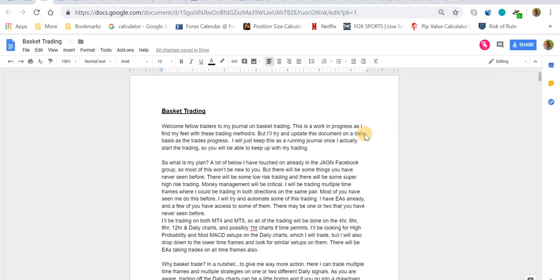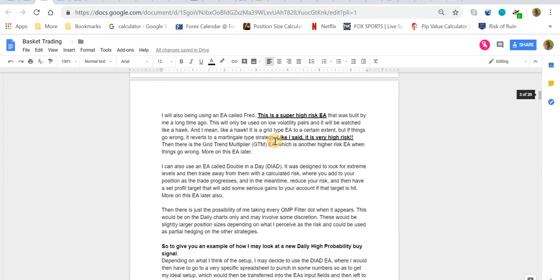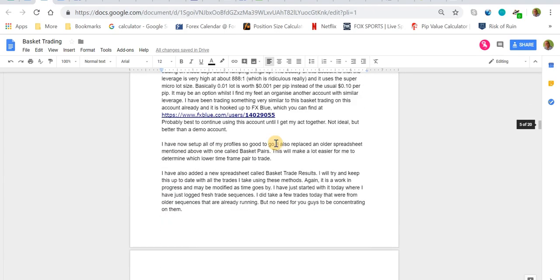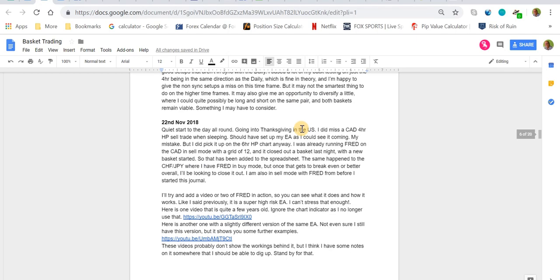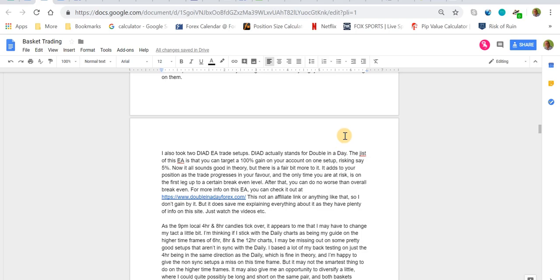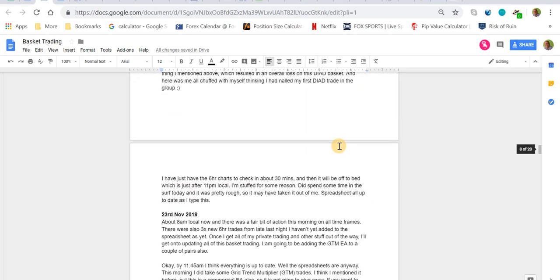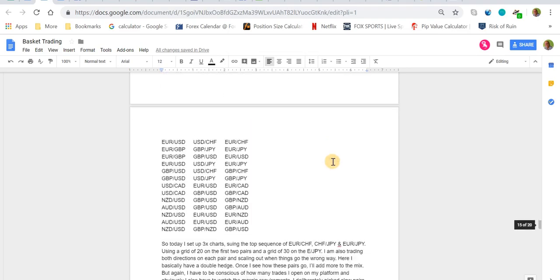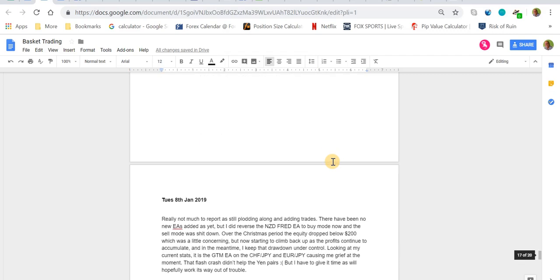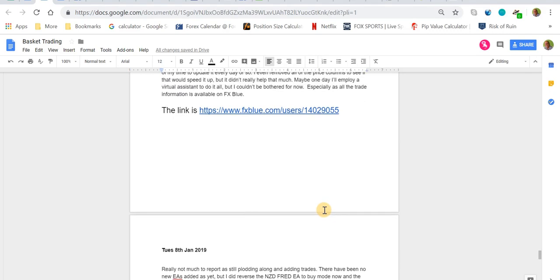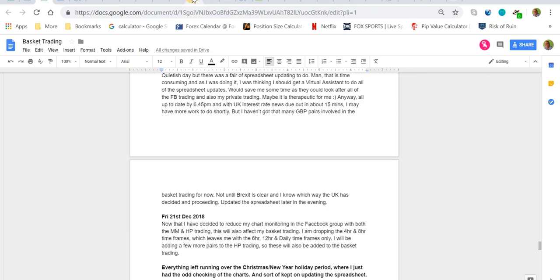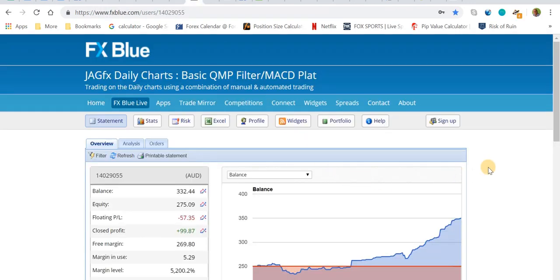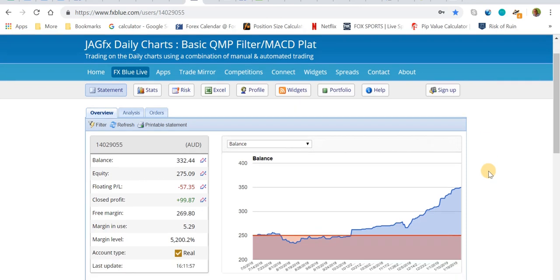So for basket trading, there's a shared document here with the links in that I just showed you. Basically just a bit of a diary. It takes you to FX Blue, a link where I've got a very small account. It was actually my son's account. It was a $250 account where I'm just playing around, and I keep a bit of a journal there. There's not much happening recently because not much has changed. So you can have a look at that FX Blue link there. I'll switch over to that. FX Blue is just something like MyFXBook, a third party independent site.